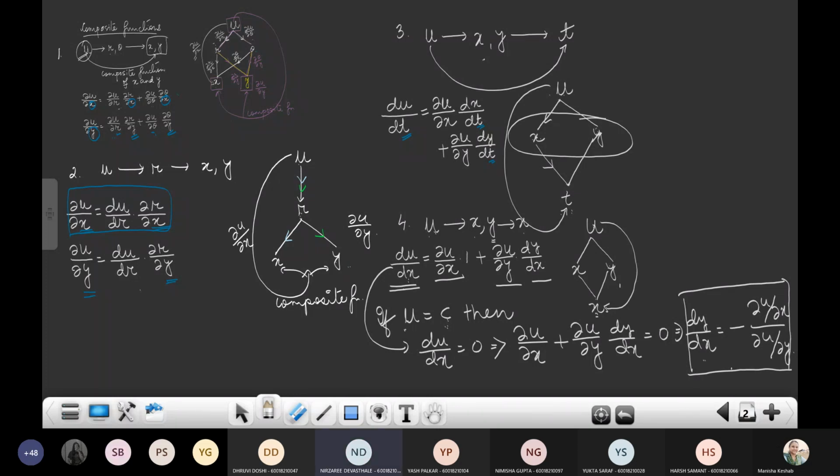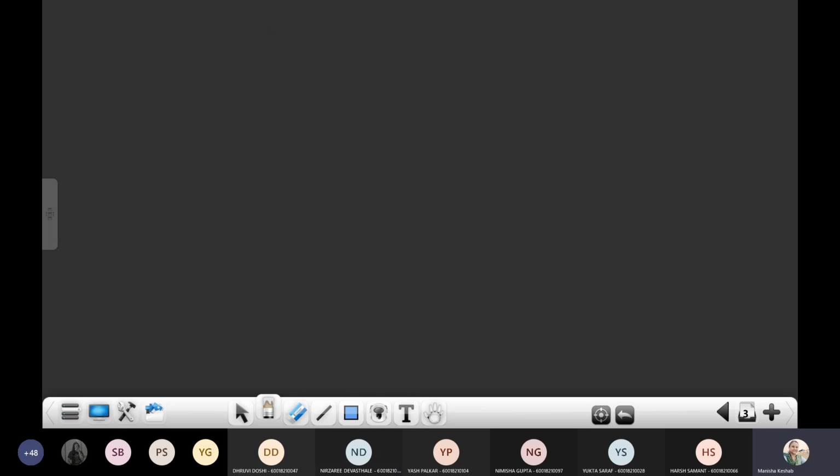Ma'am, y minus dy by dx? Minus del u del x upon del u del y from this equation. So we want to solve only this part, right? We want to find dy/dx, so that will be equal to this. So let us try to solve one problem.